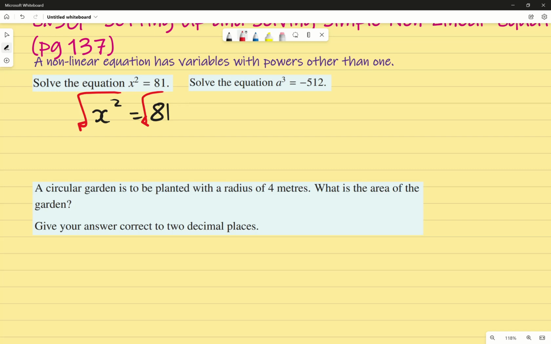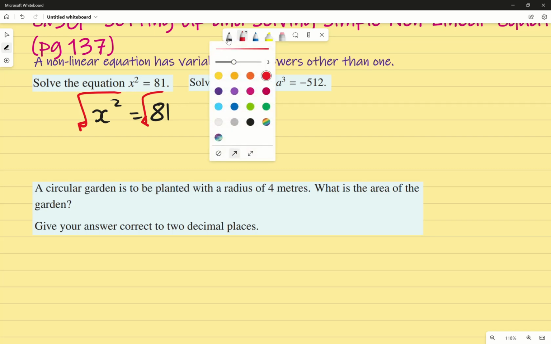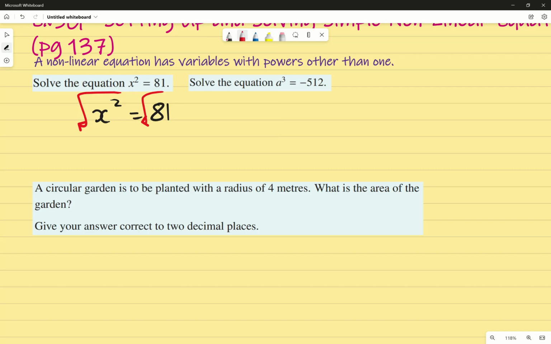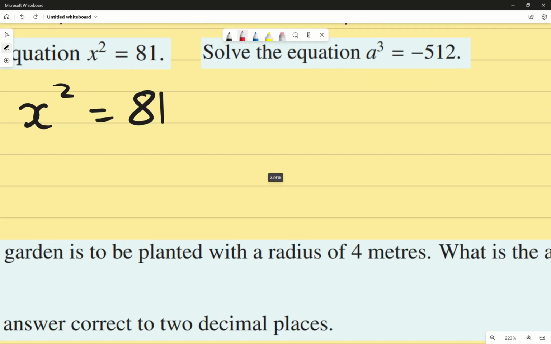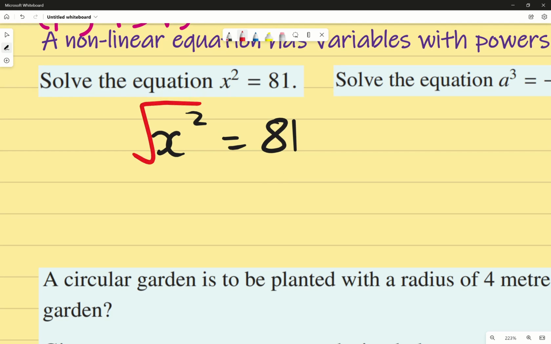So theoretically, they should be the same if I square root both sides. If I square root both sides, I know that x squared square rooted is what? X, because they cancel each other out. Thank you very much. And the square root of 81 is 9.